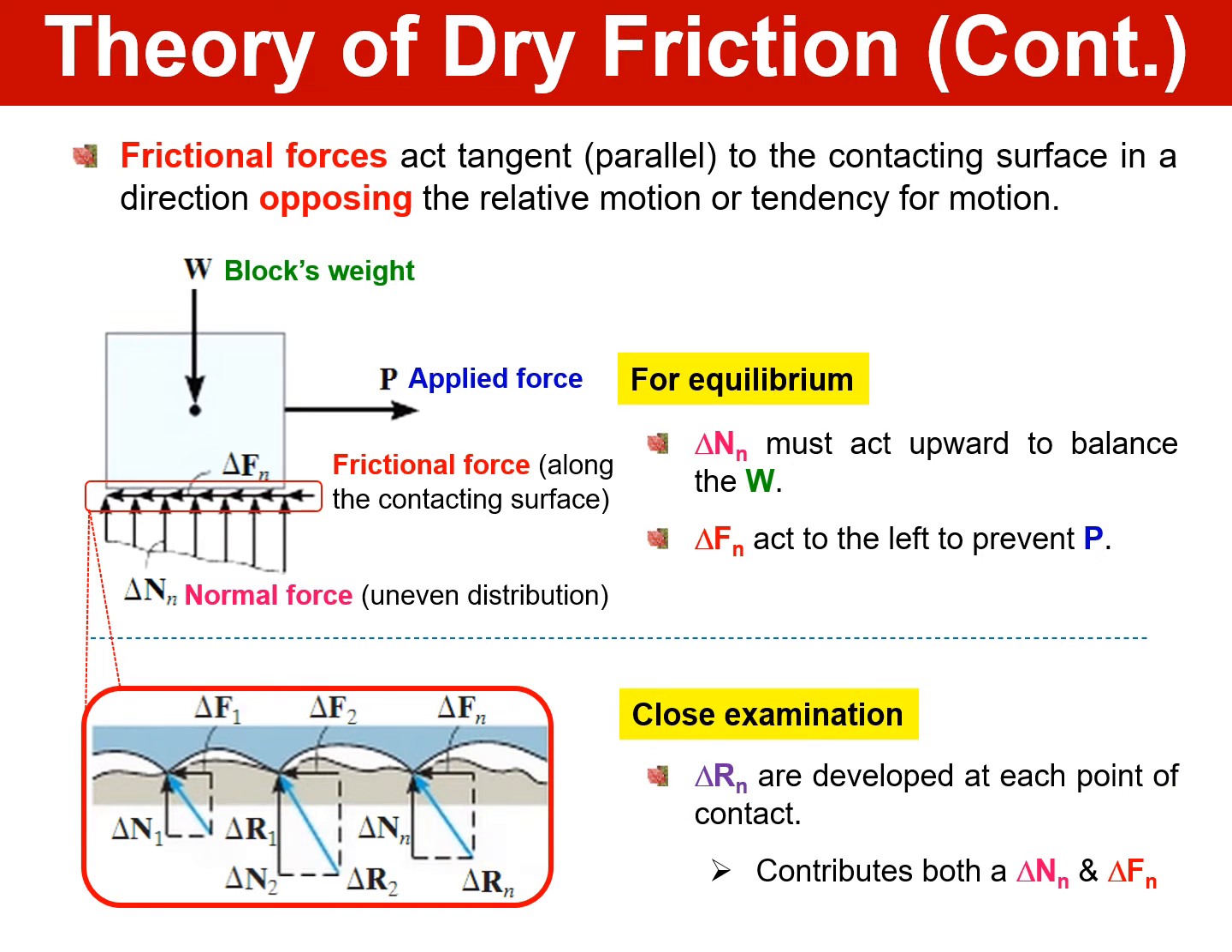Okay, this is a close examination. If you zoom in at the surface of the box and the contacting surface on the floor, we can see that the frictional force is acting to the left, and the normal force is acting upwards. Then there's a resultant force from this friction force and the normal force, which is R, that is the resultant acting on the body.